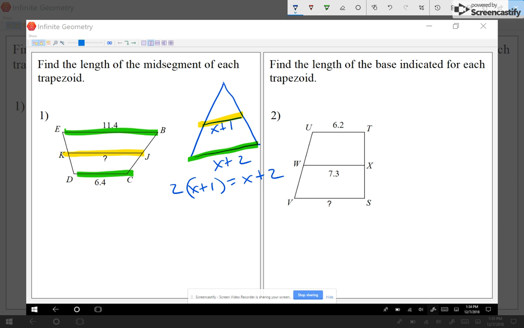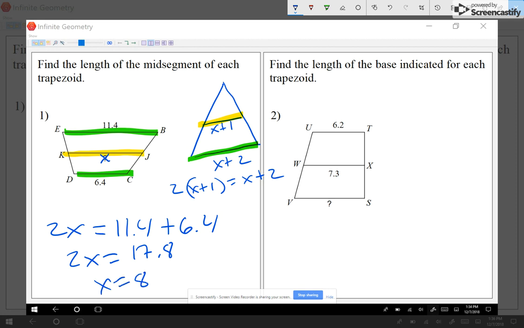So first of all, that question mark, I'm going to change it to x. So I'm going to look at the mid segment. I'm going to multiply by 2. So in this case, 2x, right? Multiply the mid segment times 2. And in this case, it's going to equal the sum of the bases. Because you have two bases, just add the two bases. So the mid segment times 2 equals the sum of the bases. All right, so here I have the 2x equals 11.4 plus 6.4, that's 17.8. Divide both sides by 2, and then you get 8.9.